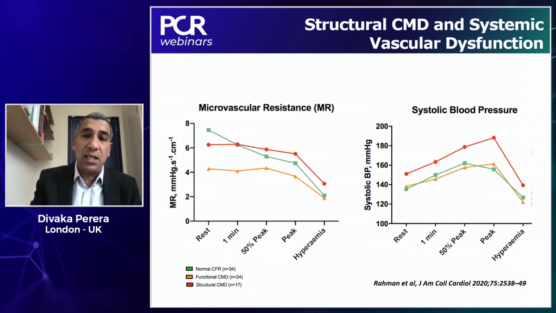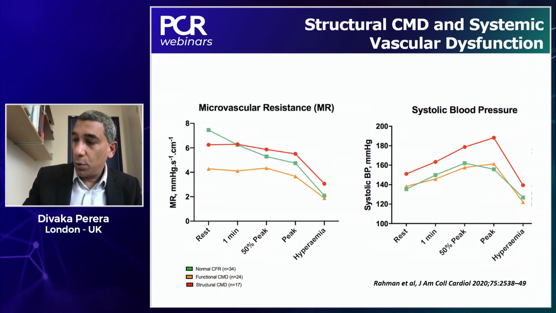And this is an indication to us that this condition of structural CMD is really a part of a systemic vascular dysfunction process, and that the peripheral vascular dysfunction actually has a detrimental effect. So not only does your impaired microvascular function affect your supply, but your impaired peripheral vascular function tips the balance further in an unfavorable way by increasing afterload.